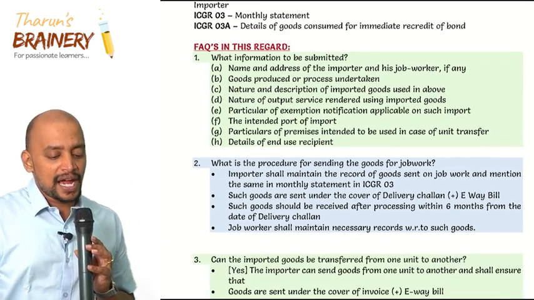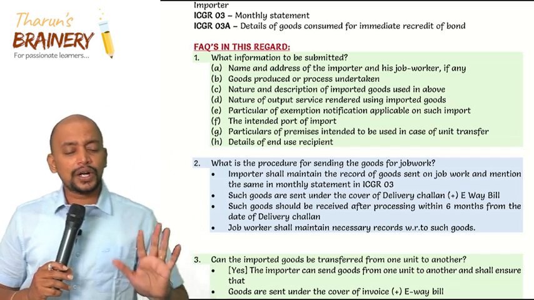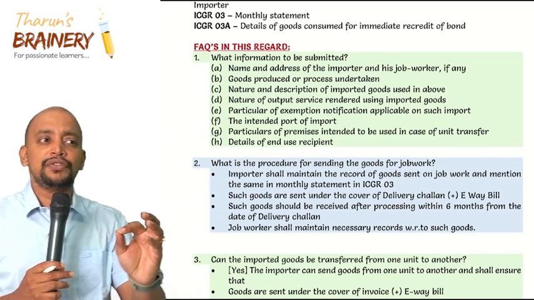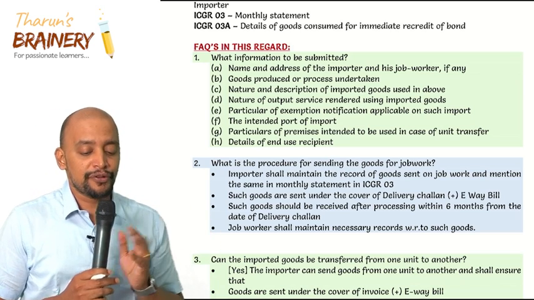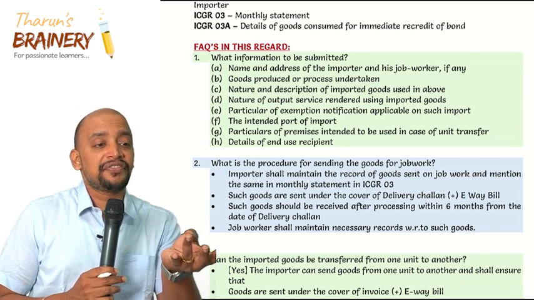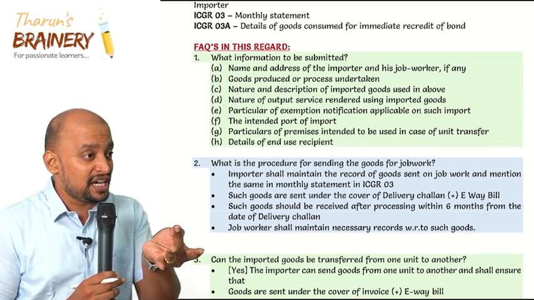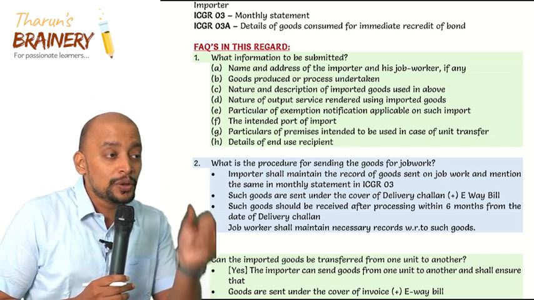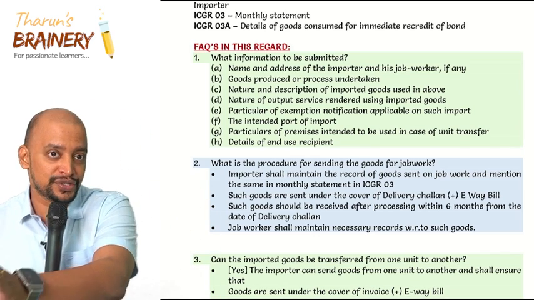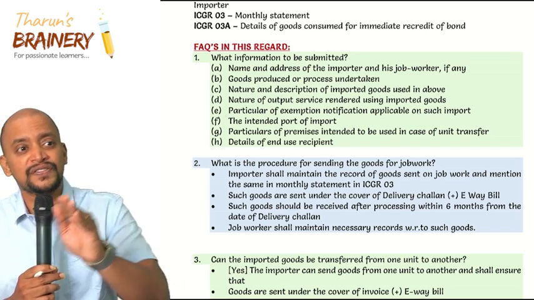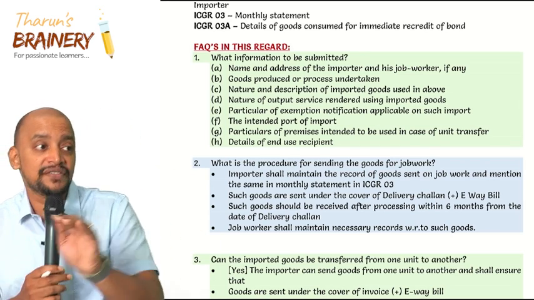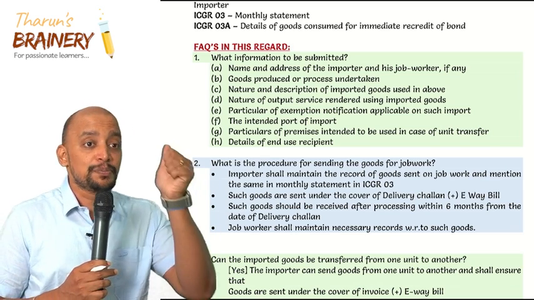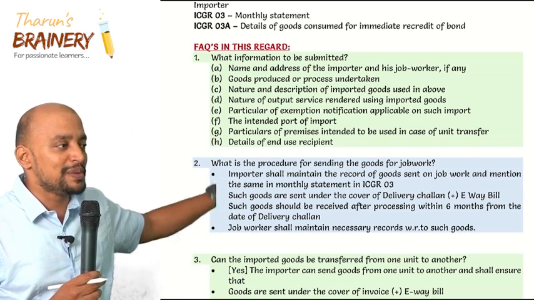Then we have some FAQs in this regard. What is the information to be submitted? Think logically. What information we need to submit? First, what are the type of goods that we are importing and from where we will import, how much quantity we will import, what we are going to do with respect to those goods and to whom we are making the supply, specified end-use recipient, or what are the notified goods we are manufacturing, what are the notified services we are rendering, under which notification we are exempted and which place we are manufacturing, all those basic details.